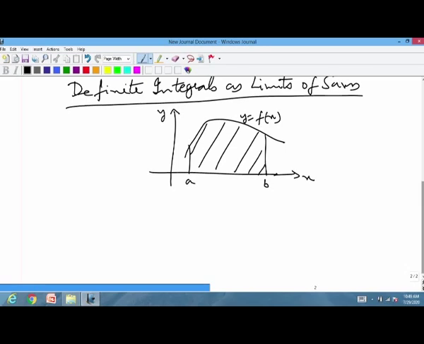Now, to evaluate this area, what we do is we subdivide this interval [a, b] into n equal parts. So, let us call x naught is a, x 1 is a plus h, x 2 is a plus 2h and so on, and x n is equal to a plus n h. So, this is my x naught, I have x 1, x 2 and the last one is x n.